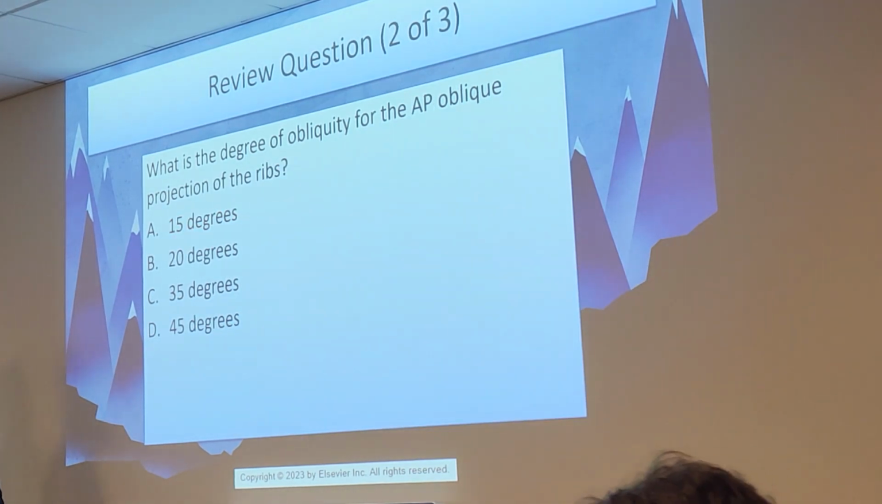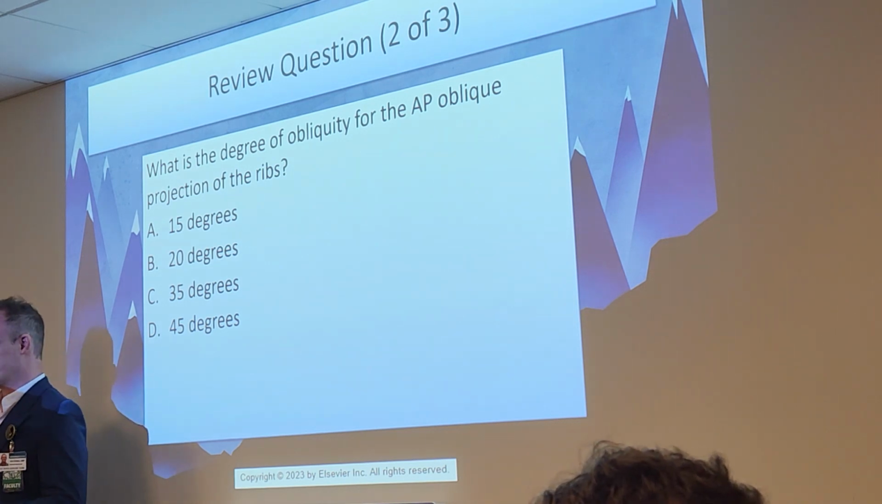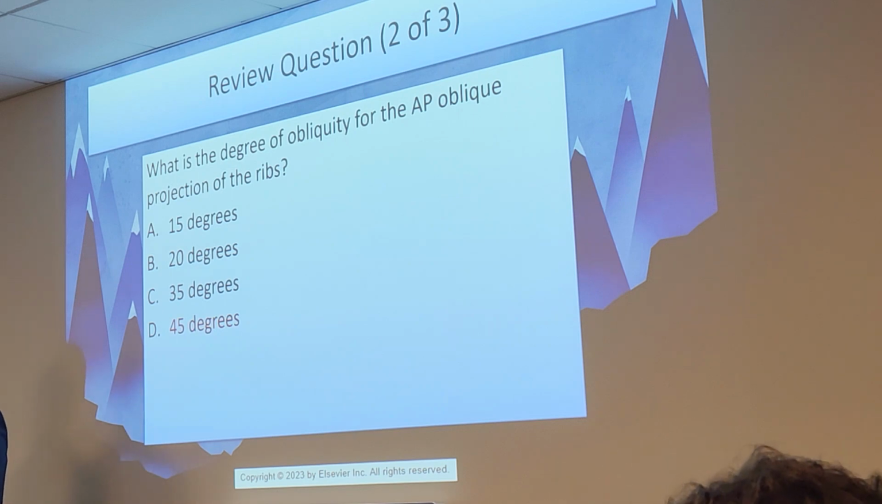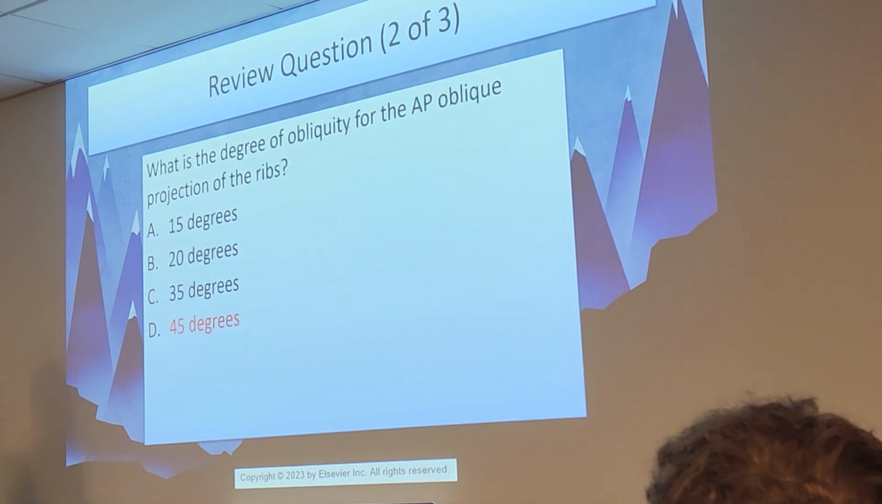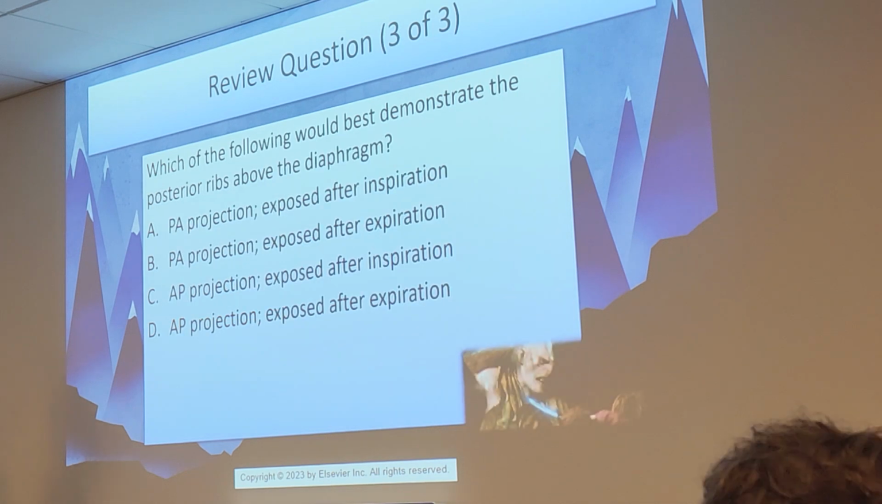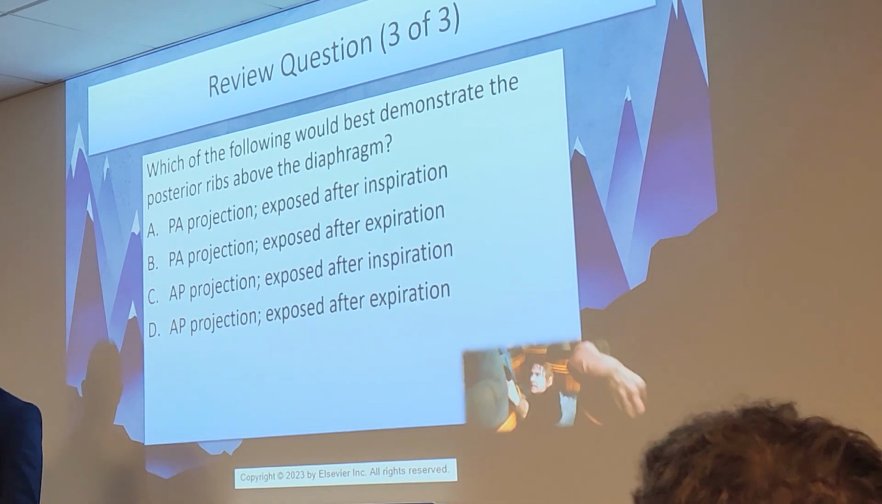What's the degree of obliquity for the AP oblique projection of the ribs? 45. That one's the old trusty 45. That's correct. Just be careful. Easy points to throw away, guys. Pay attention to those obliques. Make sure you know what the question's saying, what you're looking at. A lot of times we see that word "oblique" and think 45. It's a dangerous move to make, especially this semester, because we're going to start hitting a lot of different types of obliques. I heard one of y'all groan, but yes, it's true.